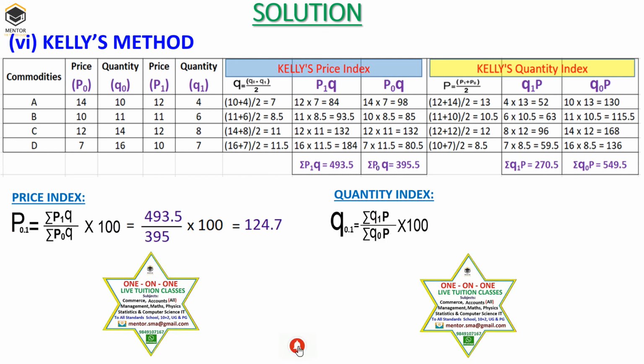Next, I have the quantity index. The formula is Q01 equals summation Q1 P divided by summation Q0 P into 100. So I am going to substitute the values: 270.5 is the Q1 P value, and the Q0 P value is 549.5. If I do the calculation, I will get 49.2. So this is my quantity index, 49.2. All the price index and quantity index under Kelly's method are completed.